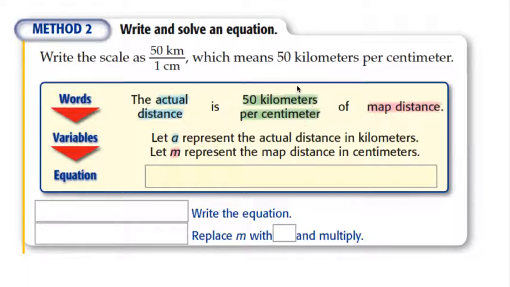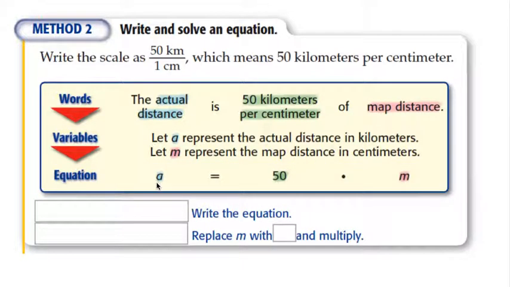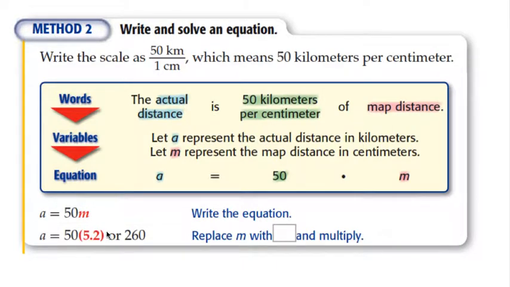Another way to solve the same problem is to use an equation. And to use an equation, we're going to use the scale that was given in the map of 50 kilometers to 1 centimeter. So we're going to write the actual distance is 50 kilometers per centimeter times the map distance. So in equation form, it would be A for the actual distance equals 50 times m. And m is going to be what we measured as 5.2 centimeters. And when we do that, we get 260 kilometers.